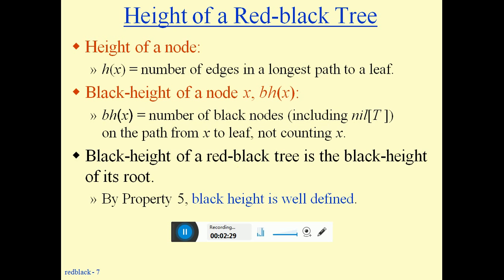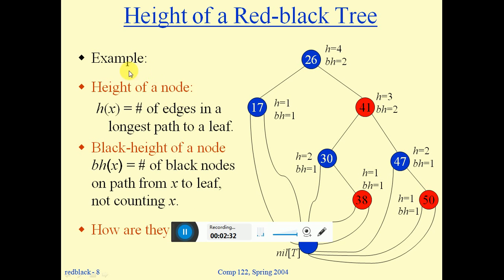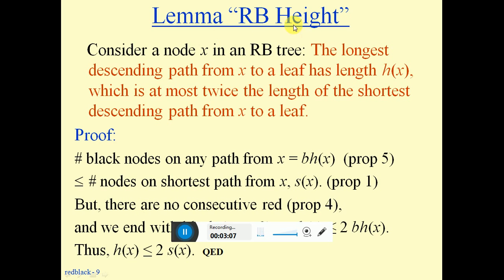With property 5, black height is well defined. For example, the height of node h of x equals the edges in the longest path to a leaf. The black height of the node, bh of x, equals the black nodes on a path from x to a leaf, not counting x. So bh of x is less than or equal to h of x, which is less than or equal to 2 bh of x. You can assume the height equals 4: 1, 2, 3, 4. With only one node, the height equals 1.